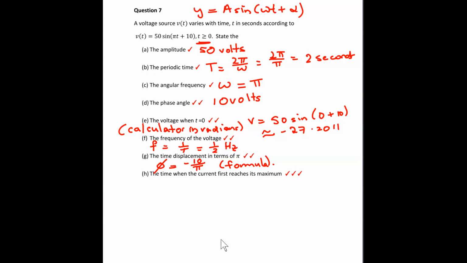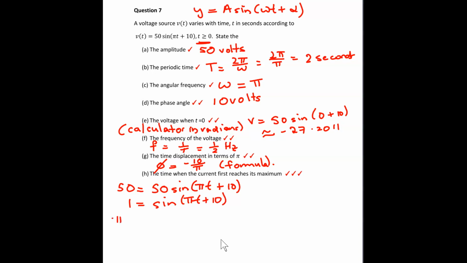Now, the time when the current is a maximum, some of you were very smart about this, and I'll look at that in a minute. What I expected you to do was to say, well, the current is a maximum at 50, and that's what I need my, not current, voltage, sorry, to be 50, and I need to then solve for T like that. So dividing both sides by 50, we get 1 equals sine pi t plus 10.